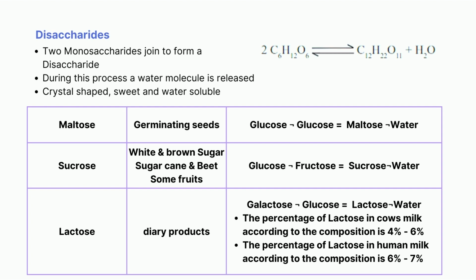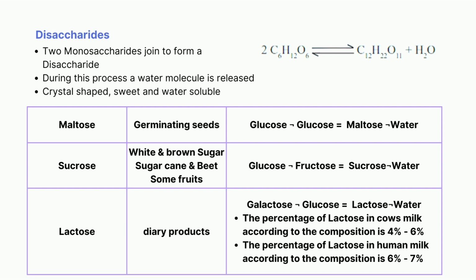The second type of disaccharide is sucrose. Sucrose is the sugar that we use at home, so sucrose is a component of white and brown sugar. It is present in sugar cane, in beet, and in some fruits. The sucrose molecule is made up of one glucose molecule and a fructose molecule, so when glucose and fructose combine together, they form a molecule of sucrose and release a molecule of water.